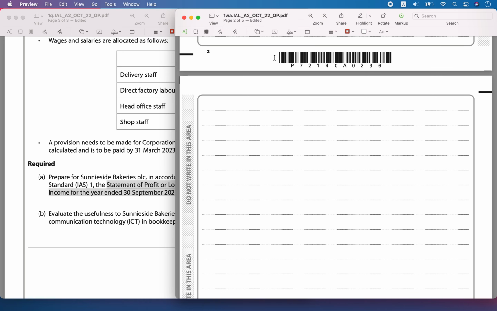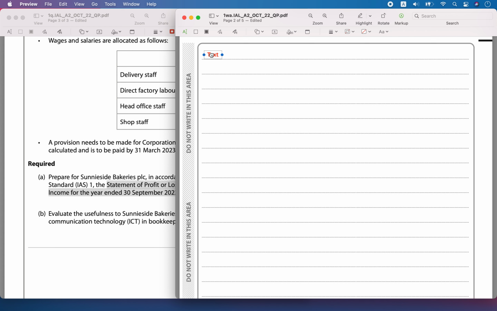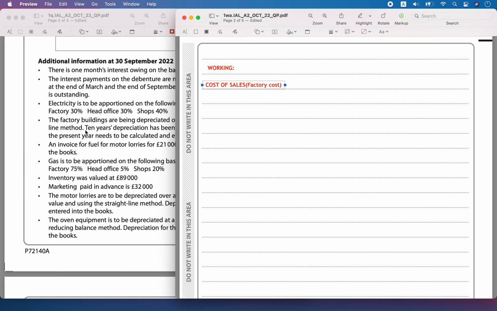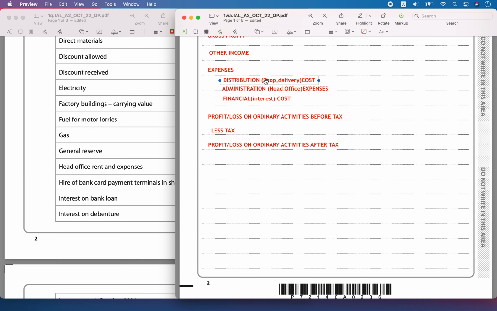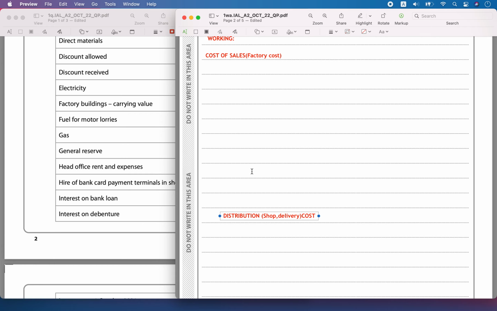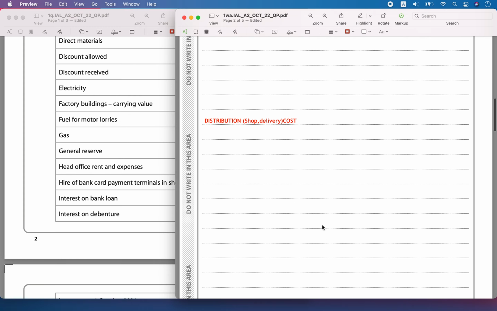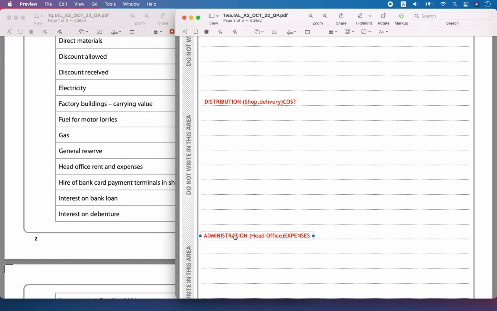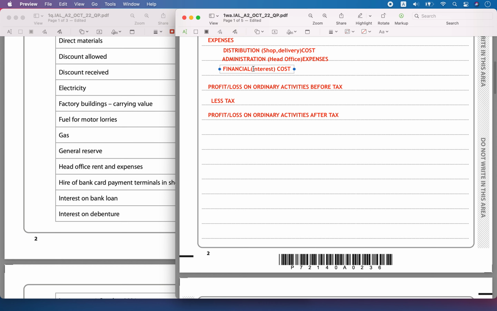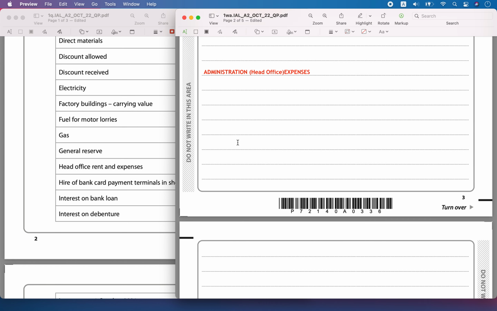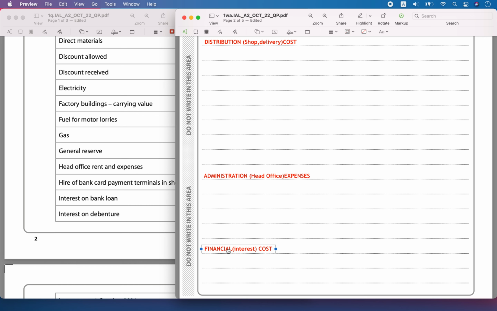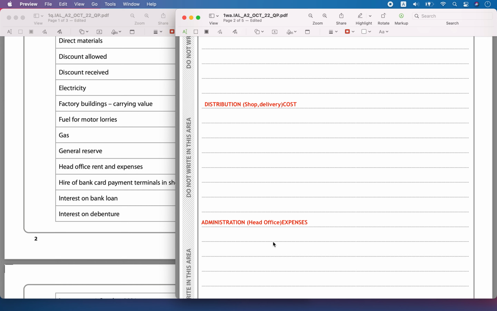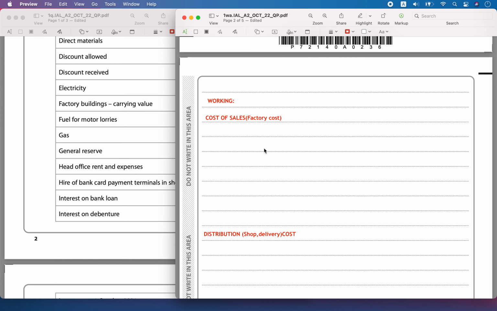Let's see what is the cost of sales. This is the working, and for each portion you will have to identify the cost incurred. First one is the cost of sales. And then you will also identify the distribution cost, then administration costs, and then financial cost. Now let's see the cost of sales.